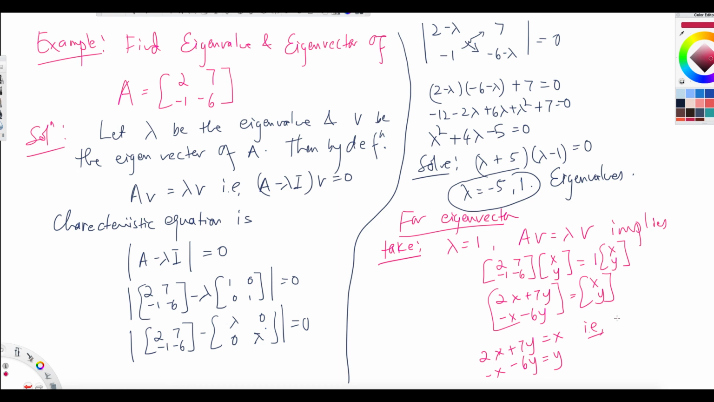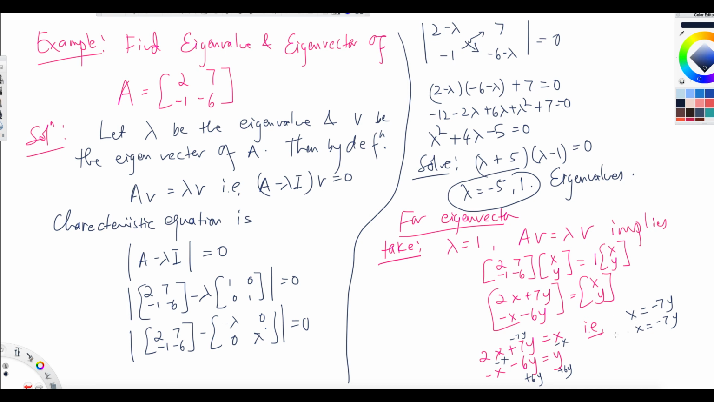So if you subtract x, minus x, and then subtract 7y on both sides, you get x equals negative 7y. And what is the other one? Negative x minus 6y equals y, so if you add 6y you get x equals negative 7y. From the second equation also you will get x equals negative 7y. So you get the same equation from both, right?